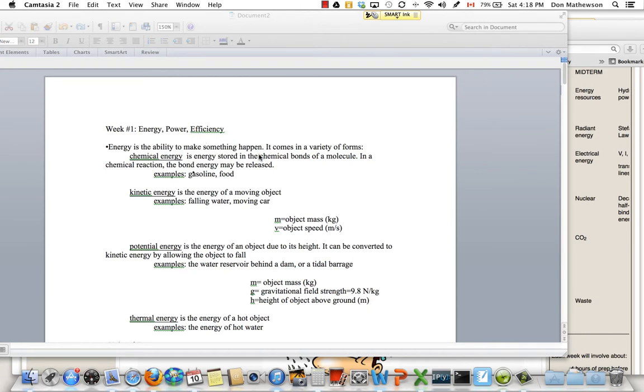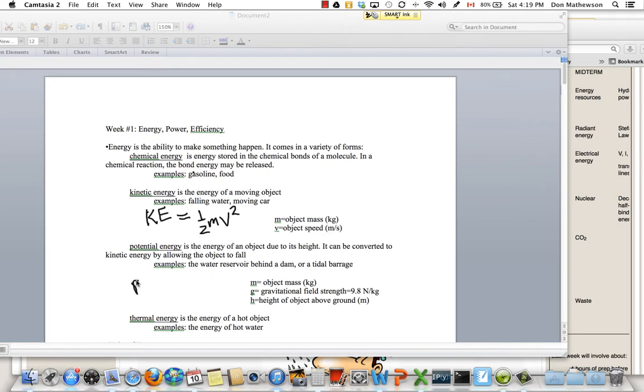Energy is the ability to make something happen, and we'll be concerned with, in this course, several different types of energy. The chemical energy, for instance, the energy stored in the bonds of food or in the chemical bonds of gasoline. Kinetic energy is the energy of a moving object, and when we need to, we will calculate it as follows. Kinetic energy is 1/2 mass times velocity squared. This is an SI unit, so the mass will be in kilograms, the velocity will be in meters per second.